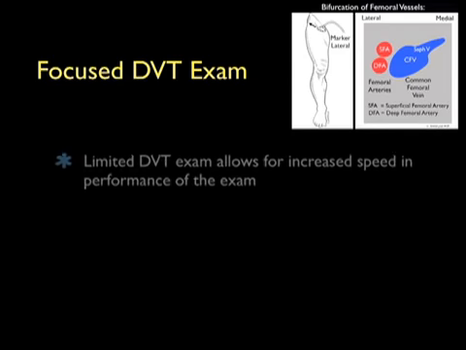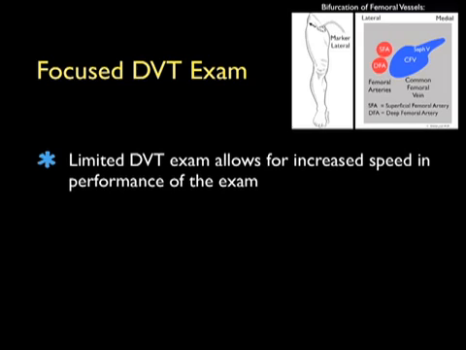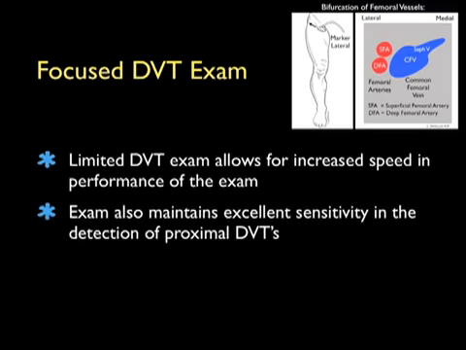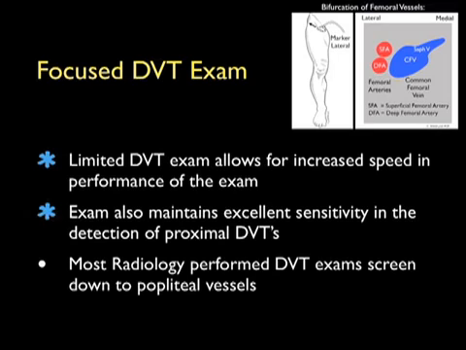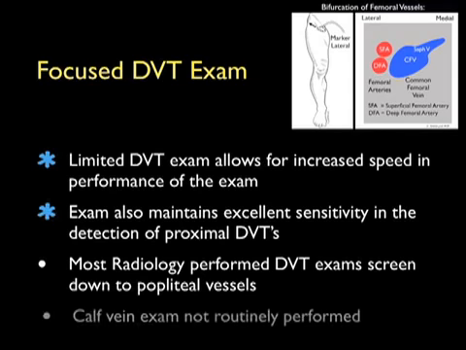Specifically in this module, we're going to concentrate on the focused DVT examination. The focused or limited DVT exam allows for increased speed in the performance of the examination. We'll concentrate on two specific areas of the leg, looking at the femoral region and the popliteal region. This limited examination also maintains excellent sensitivity in the detection of proximal DVTs, and in fact, most radiology-performed DVT examinations screen only down to the popliteal vessels. The calf vein exam is not routinely performed as part of most radiology-performed DVT examinations, and indeed, in the focused DVT examinations, we'll skip the examination of the calf veins.